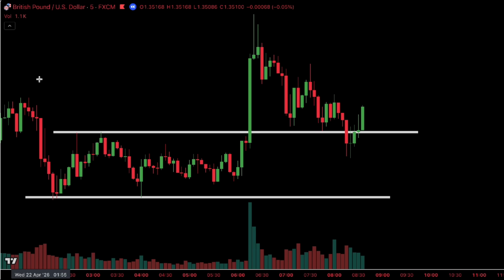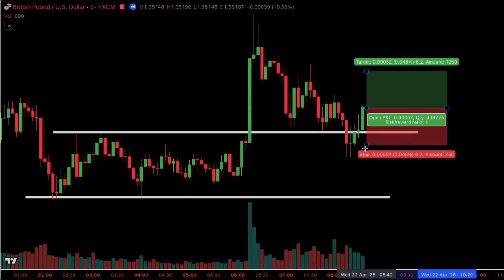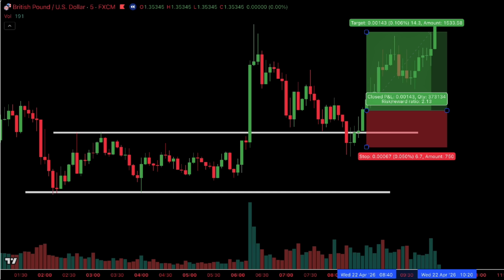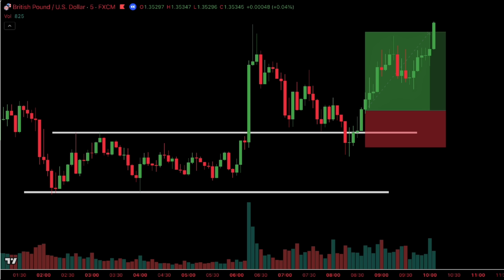Now go back to the 5-minute chart and execute the trade. Entry, at the close of the candle that closed above the level. Stop loss, below the same candle. Target, the next key level. And as you can see, the market moves up and reaches the target as expected.